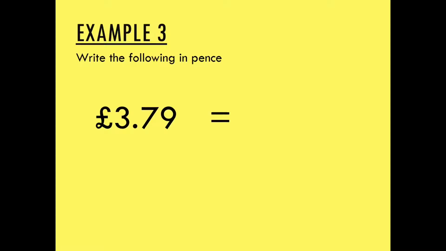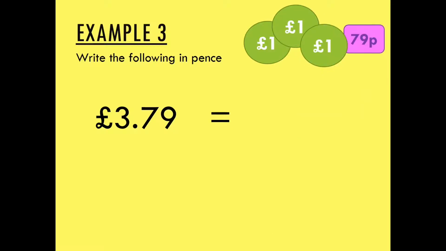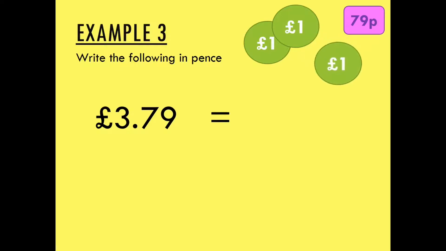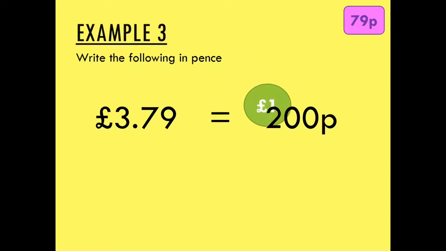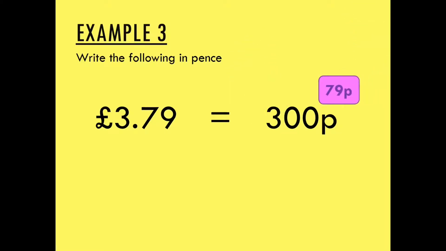For example 3, we're going to take it up a wee step. We're going to have £3 and 79 pence altogether. So let's lay out the money up the top. So that's 1, 2, £3 and then our wee 79 pence. So let's convert that. £1 gives you 100 pence, your second pound gives you 200 pence, and your third pound gives you 300 pence. When I add that 79 pence in, that gives me 379 pence.